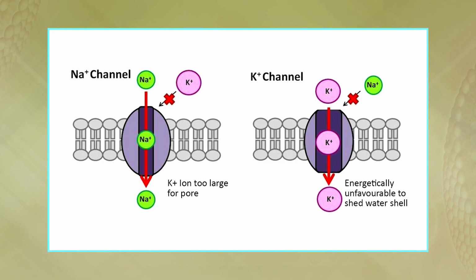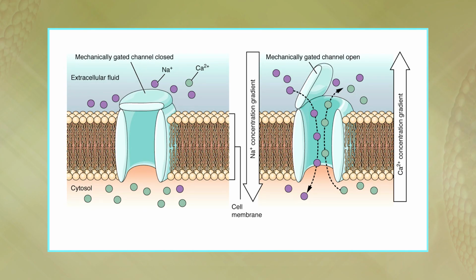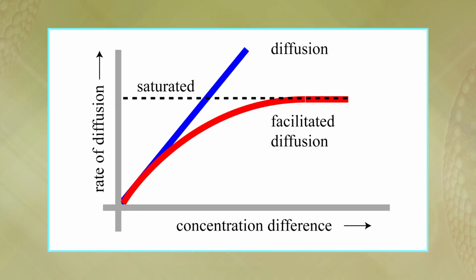Some ion channels are open much of the time. These are referred to as non-gated channels. Most ion channels, however, open only in response to specific chemical or electric signals. These are referred to as gated channels. Facilitated diffusion differs from simple diffusion in many ways. First, the rate of simple diffusion increases proportionately with the concentration of the diffusing substance. Second, in facilitated diffusion, the rate of diffusion approaches maximum as the concentration of the substance increases. This maximum rate is dictated by the rate at which the carrier protein molecule can undergo the conformational changes.